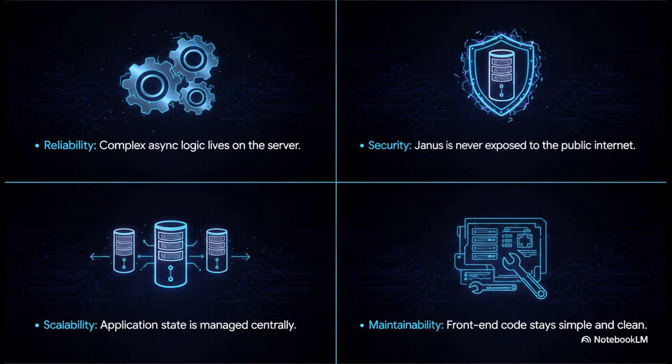The benefits of this are just massive. Your system becomes way more reliable because all that complex, messy logic lives in your controlled backend. It's more secure because Janus is hidden from the public internet. It's more scalable because you have one central place managing state. And your front-end code becomes beautifully simple and so much easier to maintain.